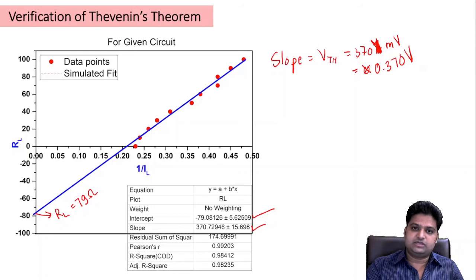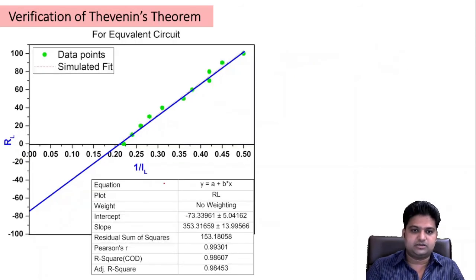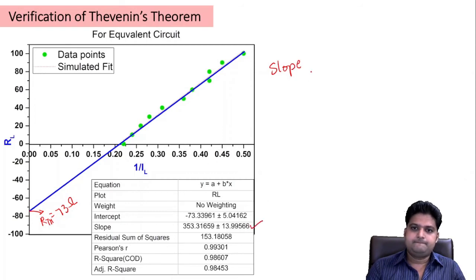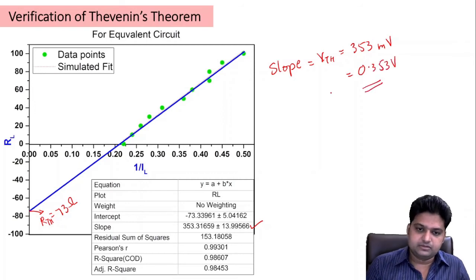This is for the given circuit. If I go for the equivalent circuit, here also is a very similar situation. This intercept, that is RTH, is 73 ohms, and the slope, that is VTH, is equal to 353 millivolts, which is equal to 0.353 volts. Okay, fine.